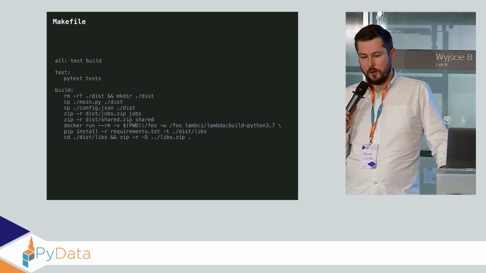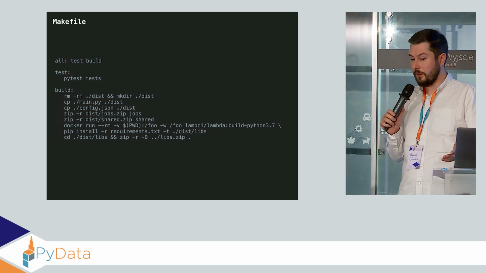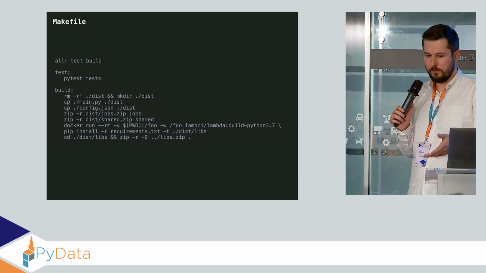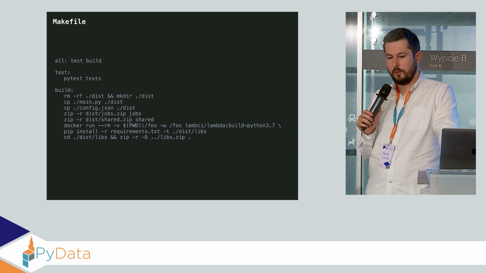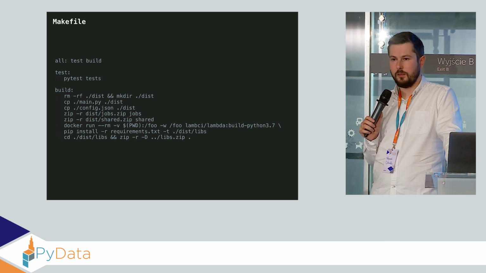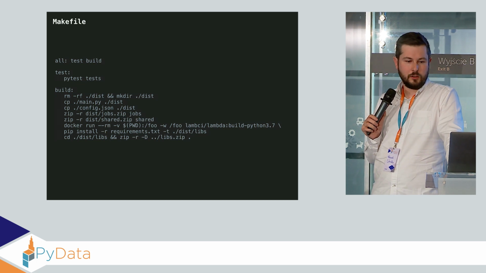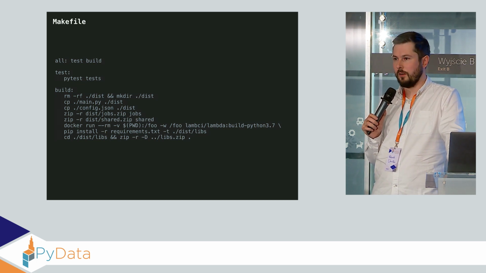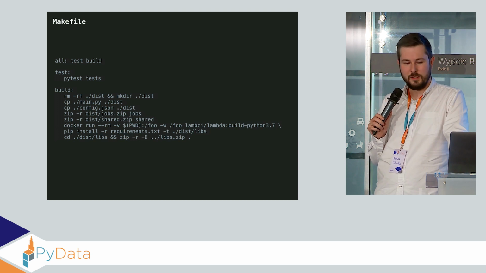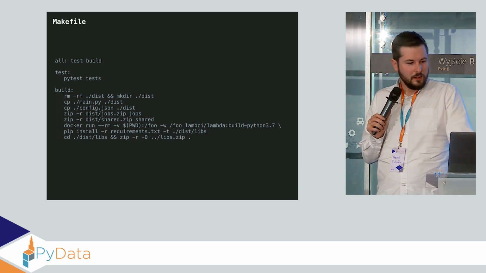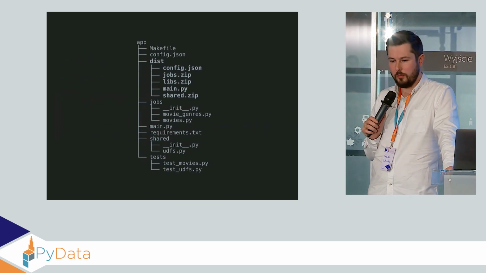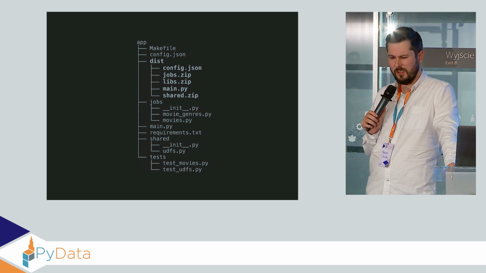So now when we run the make command, bare make or make all, for example, we are going to run our tests first, so we are sure that everything is going to work as expected, or at least we reduce the uncertainty of that. And here's our application structure at the end.